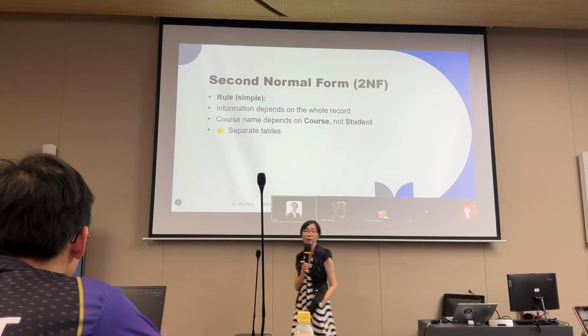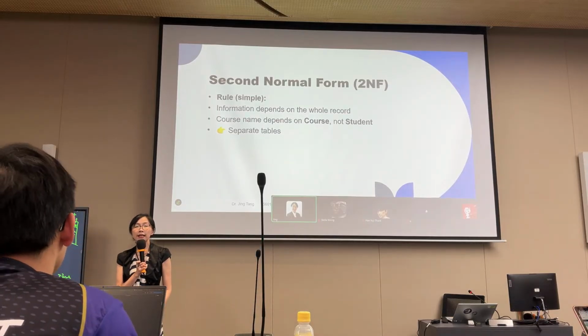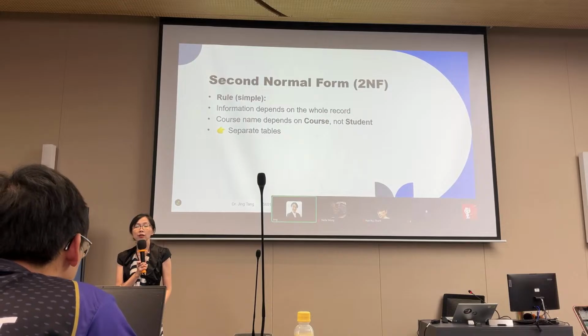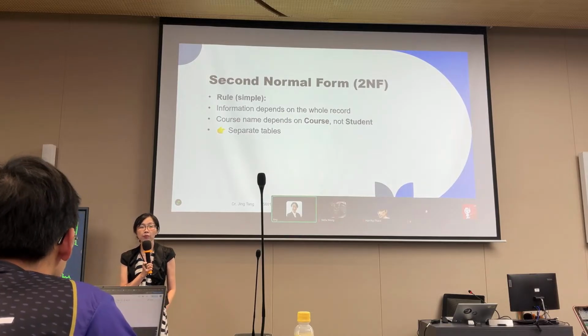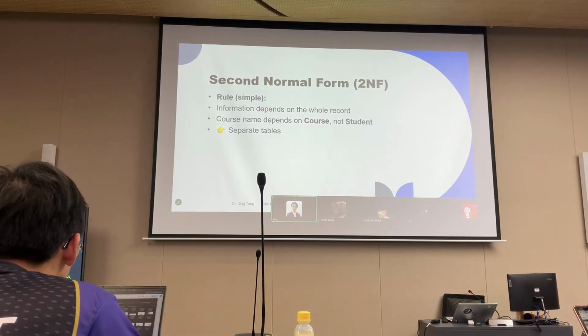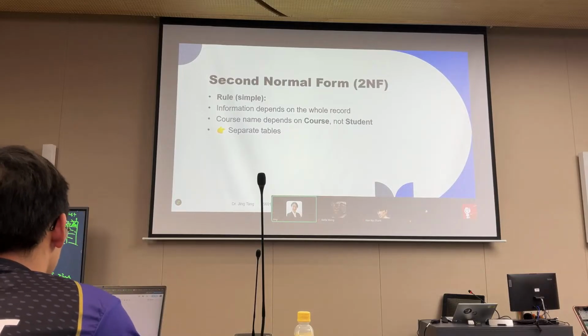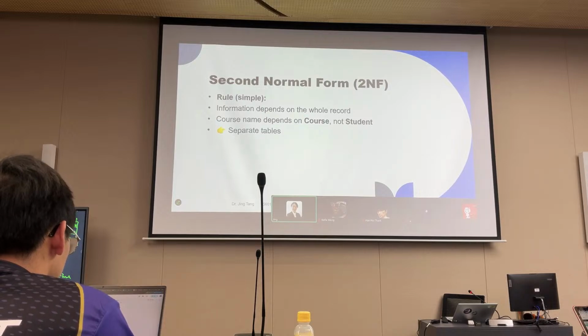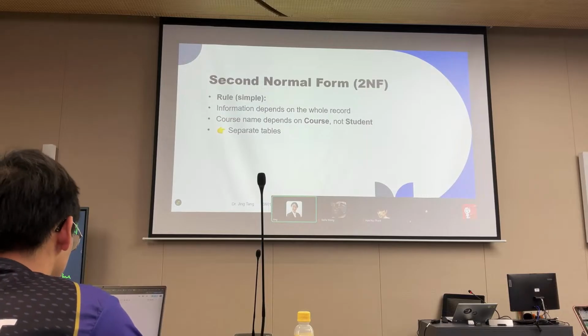2NF is that one table is necessary to be related to one object. So in this one, if you have some content, student and product, this one related to two objects, separate them. No problem? Separate. Okay? You cannot have this one, actually we define by partial dependency.